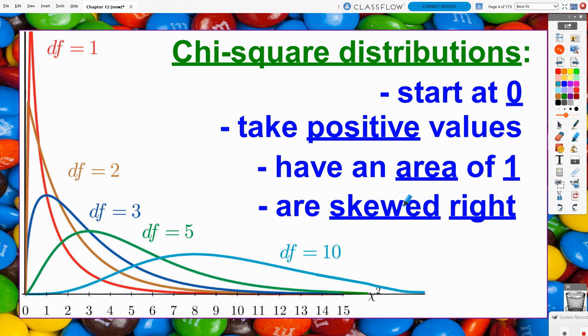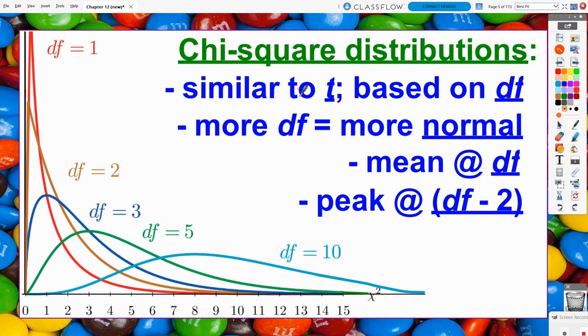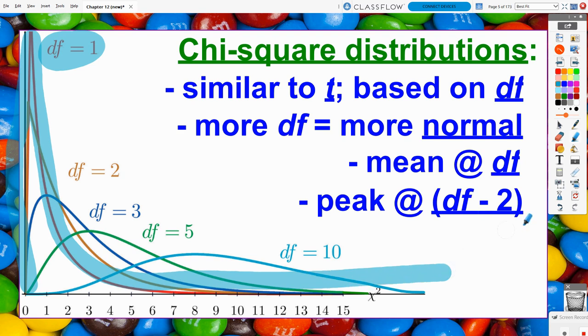Now, they are generally skewed right, which is definitely different than our normal or t-distributions that were always symmetric. Chi-square distributions are similar to a t-distribution in that they're based on degrees of freedom. And notice the more degrees of freedom we get in a chi-square distribution, the more normal it becomes. Notice with 10 degrees of freedom, it starts to develop a bell-shaped curve, but it's still skewed right-ish. It's just less skewed right. The fewer the degrees of freedom you have, the more radically skewed right it really is. Like, notice this 1 degree of freedom is crazy skewed.